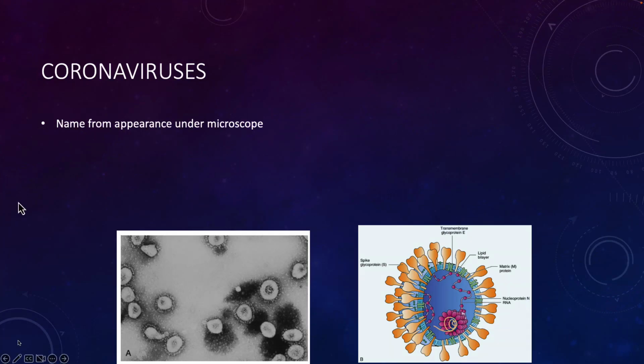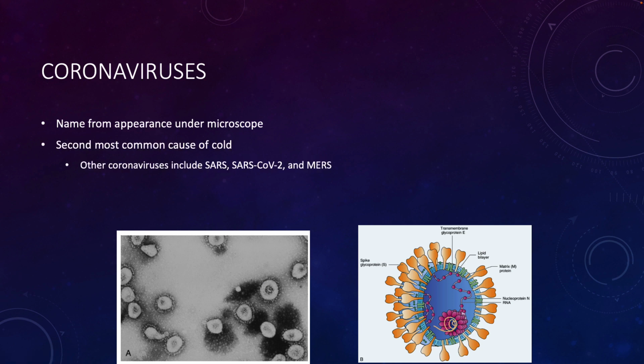Coronaviruses are another group of single-stranded RNA viruses. They get their name from the way they look under the microscope. They look like a corona, like from the sun. So they are also a very common cause of the cold, just like rhinoviruses and adenoviruses.